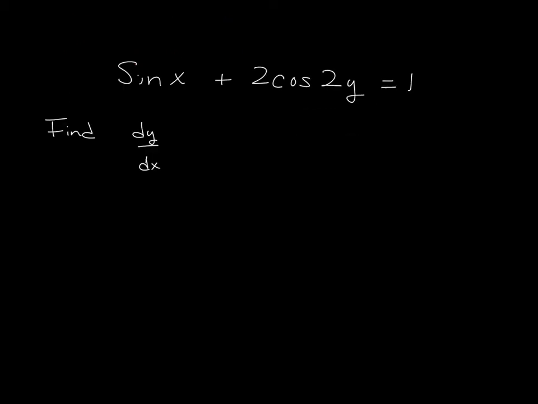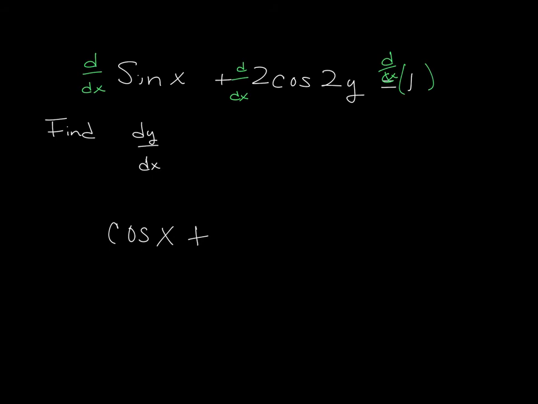So we're going to start this one the same way. We are going to take d/dx of all of the terms. Now, when I go through and do d/dx of the sine of x, that is as straightforward as it comes. That is just the cosine of x. Now, the next one coming up, we actually need to remember that we're going to have to use the chain rule.